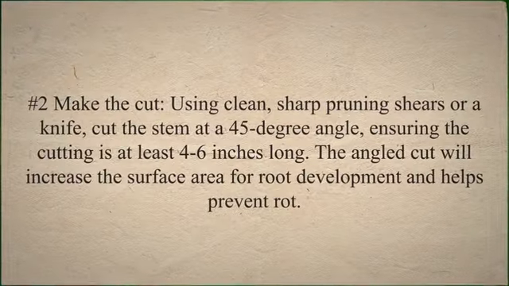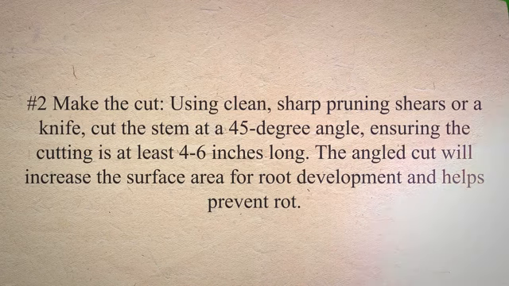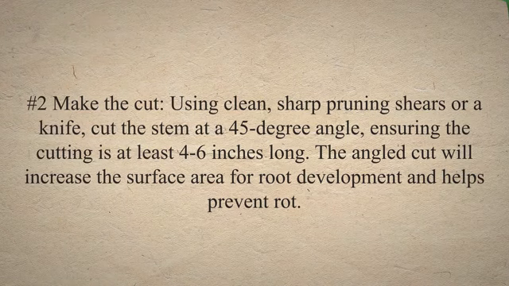#2 Make the cut. Using clean, sharp pruning shears or a knife, cut the stem at a 45-degree angle, ensuring the cutting is at least 4 to 6 inches long. The angled cut will increase the surface area for root development and helps prevent rot.